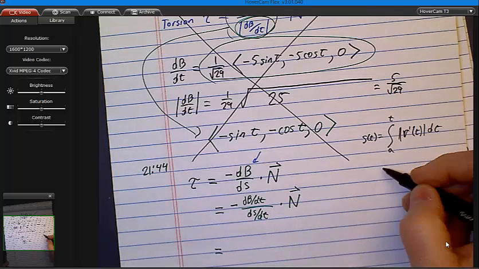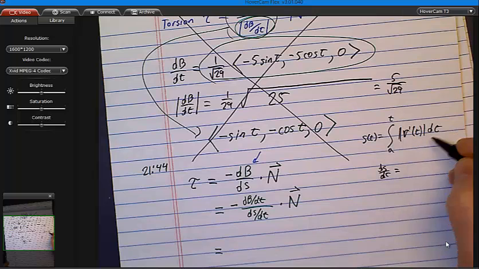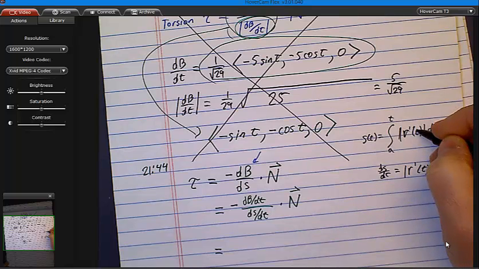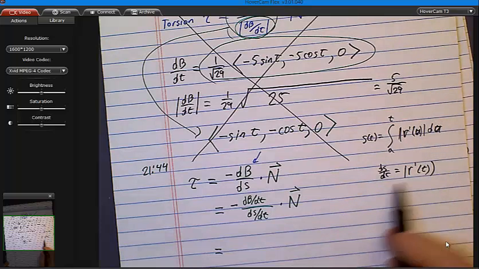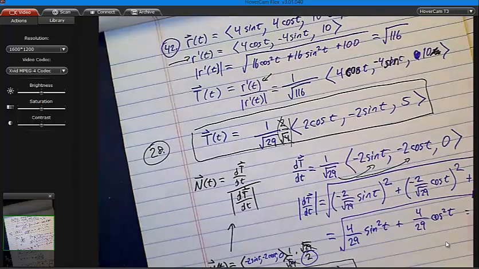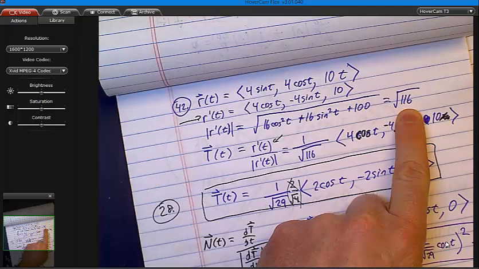So ds dt should just be the magnitude of r prime of t. And again, these should be some other variable, u's or something, but by the fundamental theorem of calculus, it should just be the magnitude of r prime. And did we compute that already? We did, right? In the problem 28 part, we did that. Where, right up here, square root of 116. Does that look familiar?